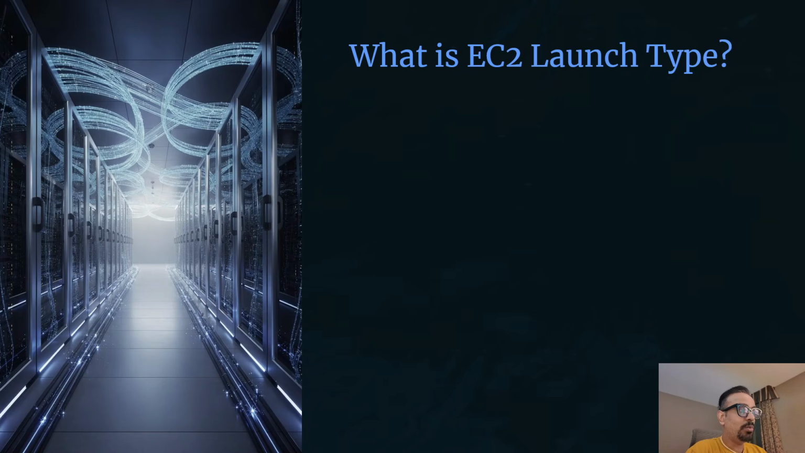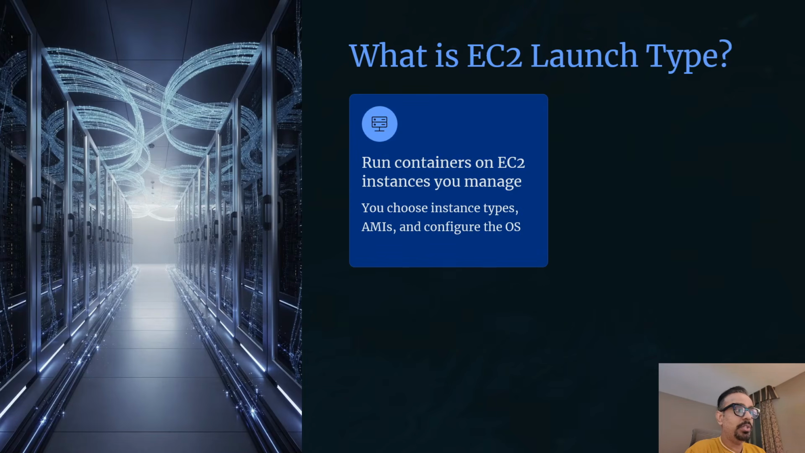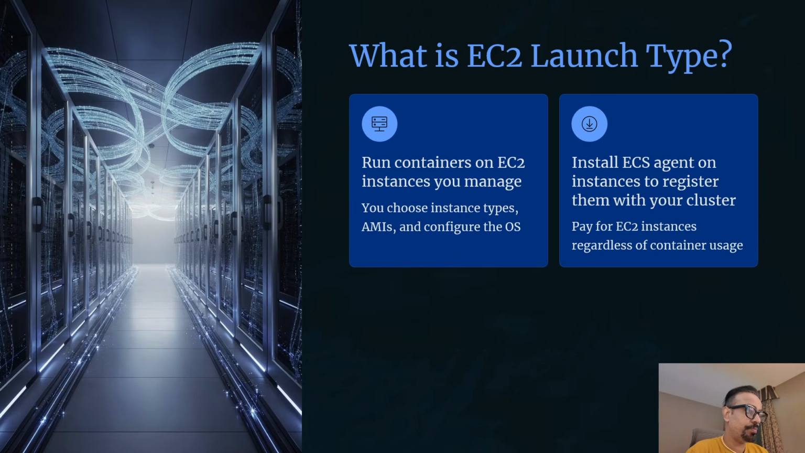Now, what is EC2 launch type? The EC2 launch type means your container runs on EC2 instances that you provision and manage. You are in full control. You choose the instance type like T3 medium, C5 large, etc. Select your AMI, configure security, install software that you want. Each EC2 instance runs the ECS agent, which registers the instance with your cluster. ECS then schedules tasks on these instances based on the available resources on your EC2.